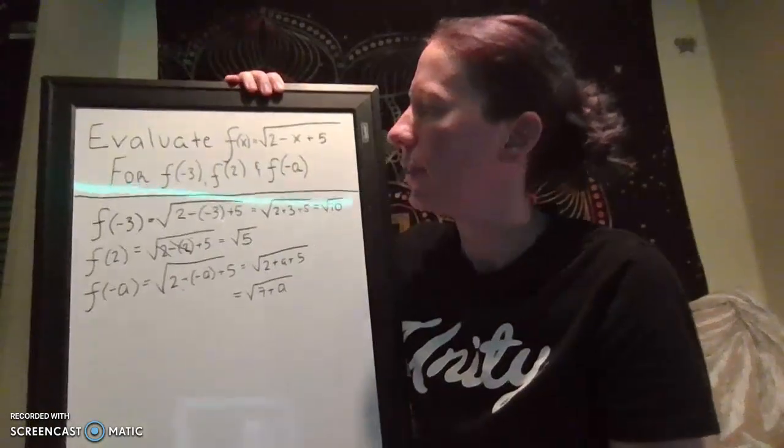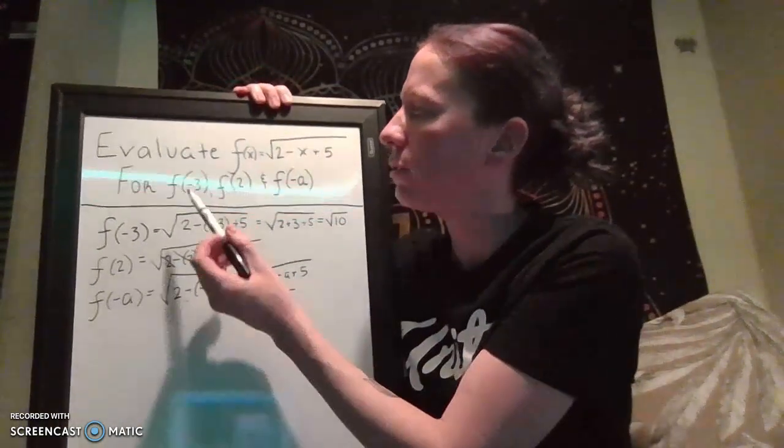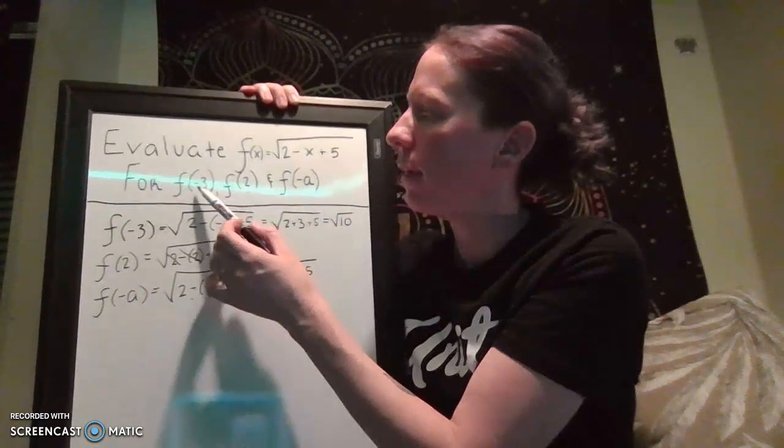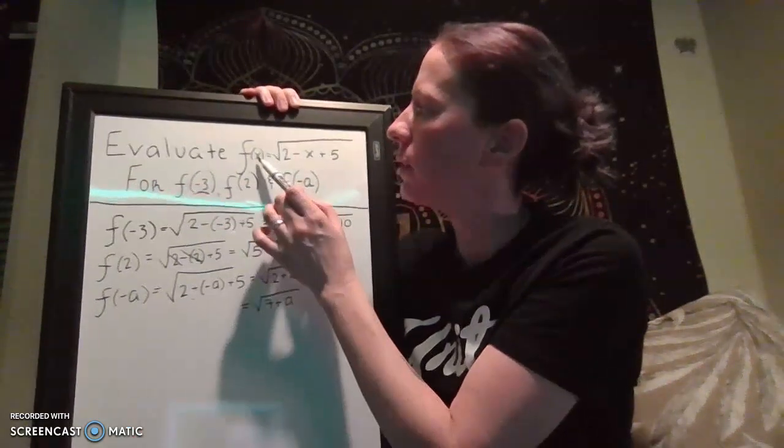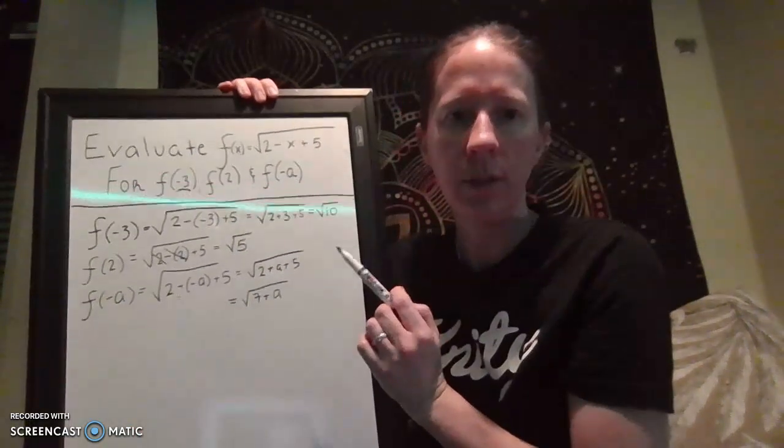Now these are just three different options for when you input the values for the functions. Whenever you see this part, you're going to substitute the x for the number provided.